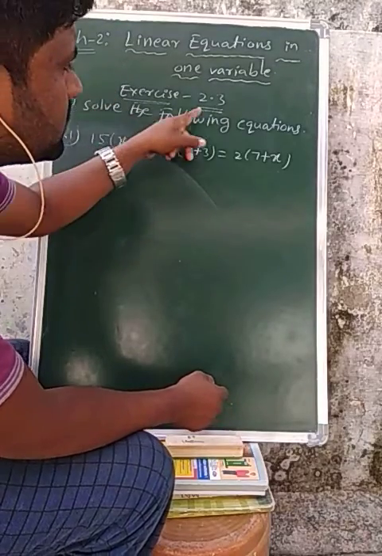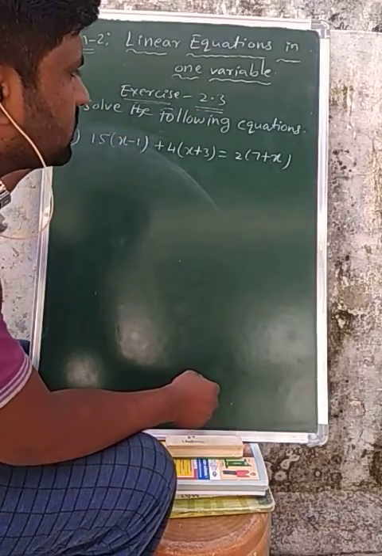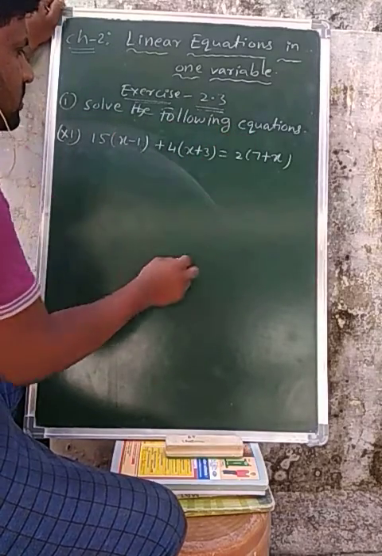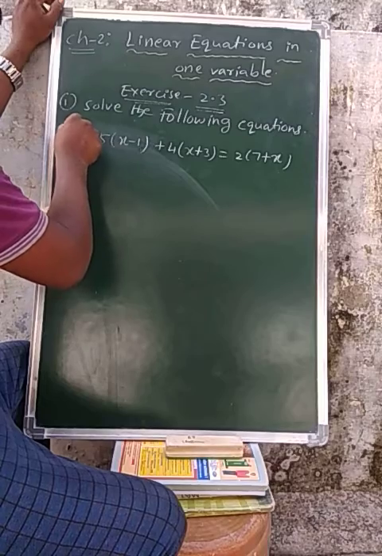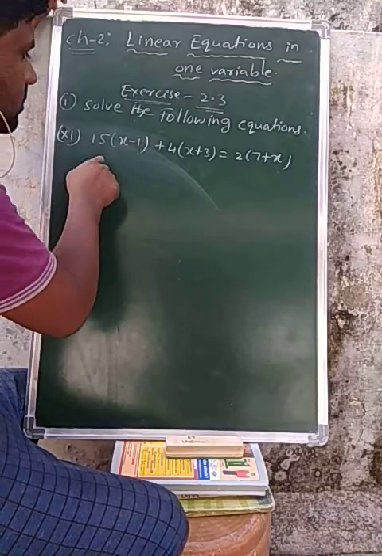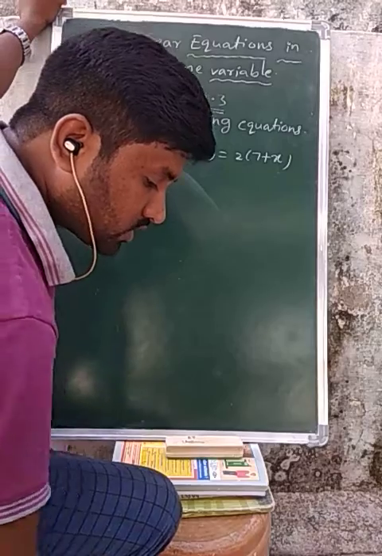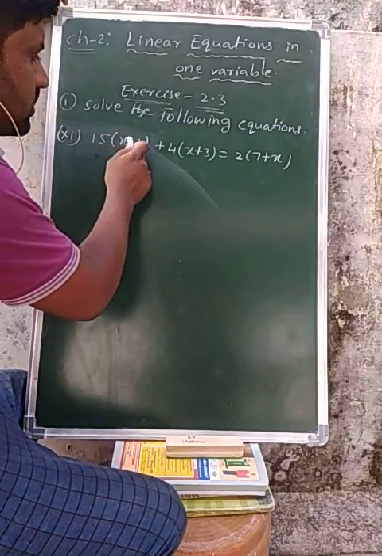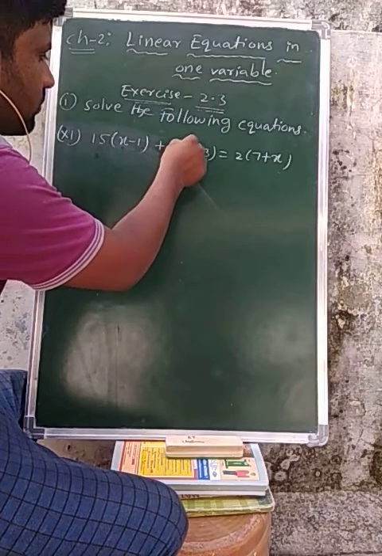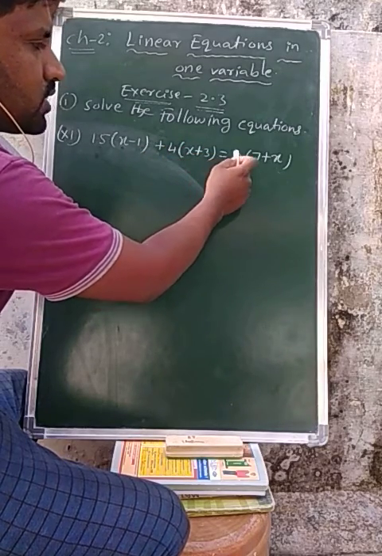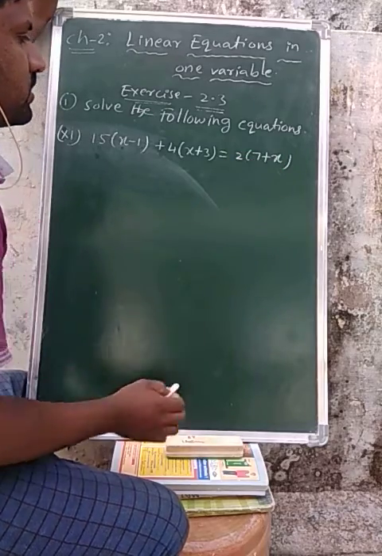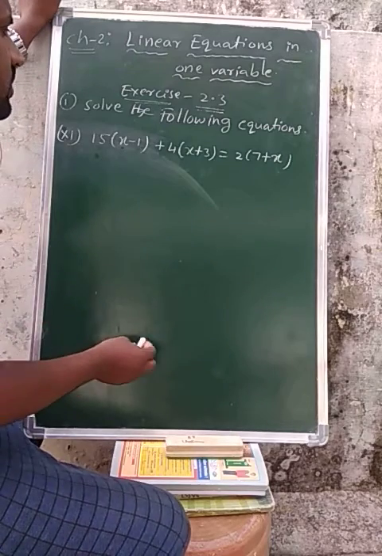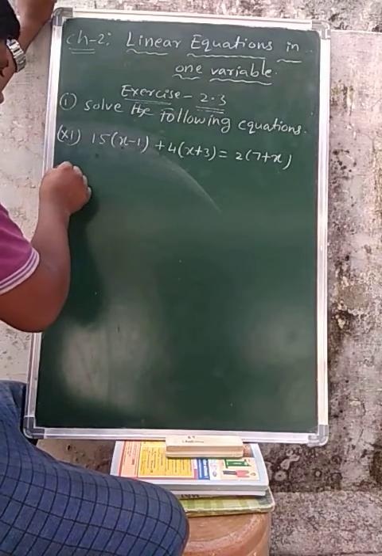In exercise 2.3, first question. The question is given: solve the following equations. In question number 11, the question is 15(x minus 1) plus 4(x plus 3) is equal to 2(7 plus x). Okay, so this is the question. Then see how to solve this question.